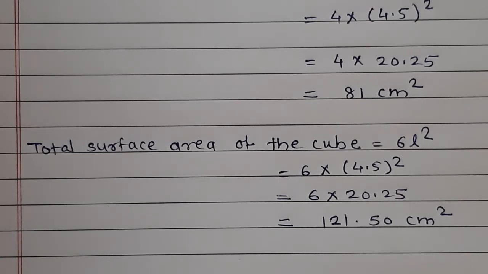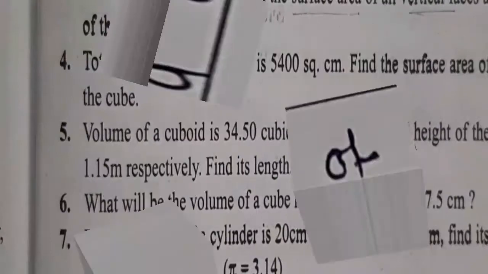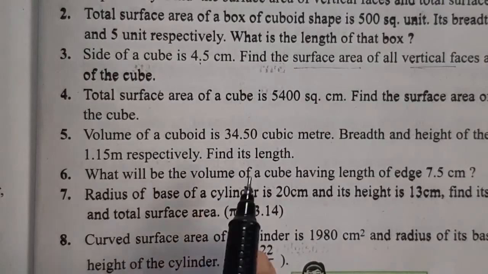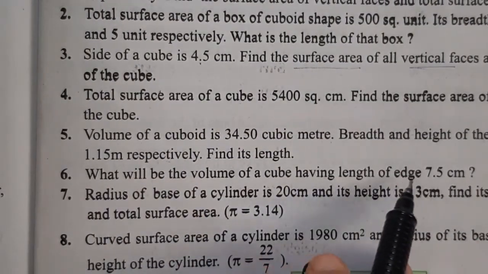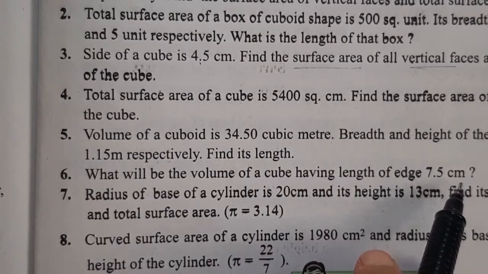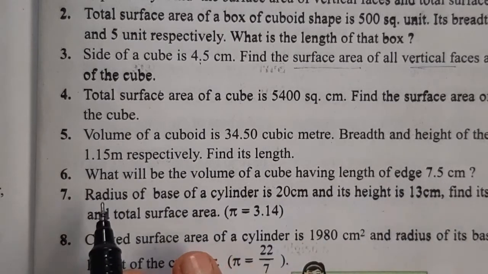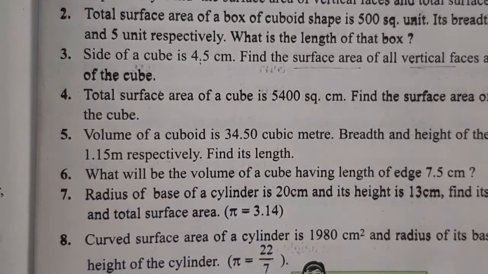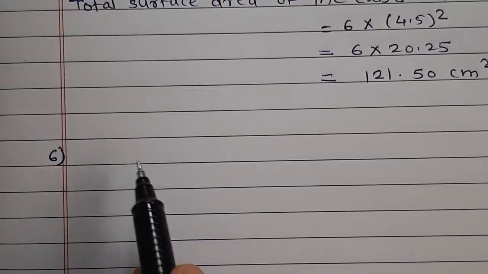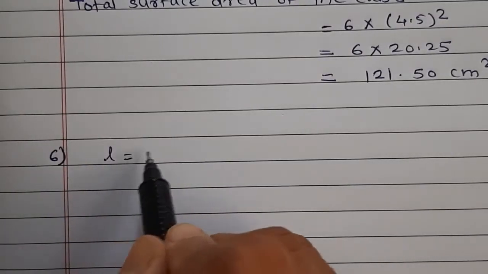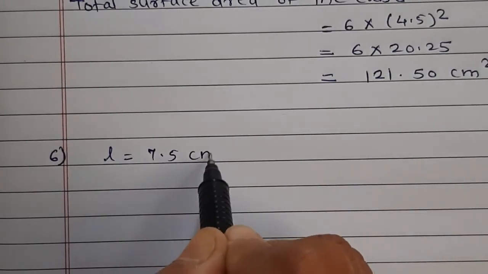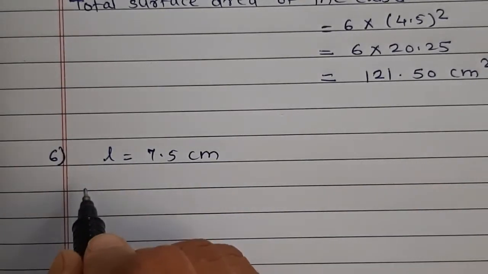I will explain the sixth sum. What will be the volume of cube having the length of each edge 7.5 centimeter? Length is given 7.5 centimeter. We have to find the volume of cube. We know the formula of volume of cube is nothing but L cube. Now see the solution. L is given 7.5 centimeter. We have to find the volume of cube.